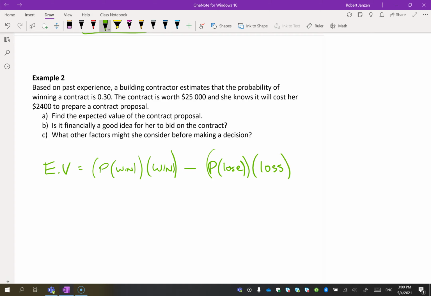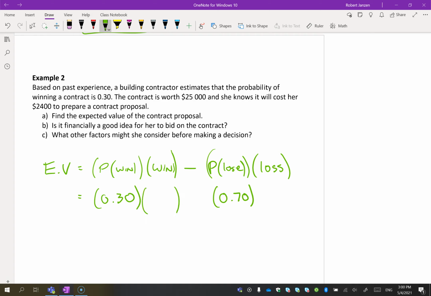So, based on past experience, a building contractor estimates that the probability of winning a contract, in other words, getting the job, is 0.3. That's the probability of winning. That means the probability of losing is 0.7. The contract is worth $25,000. And she knows it will cost $2,400.